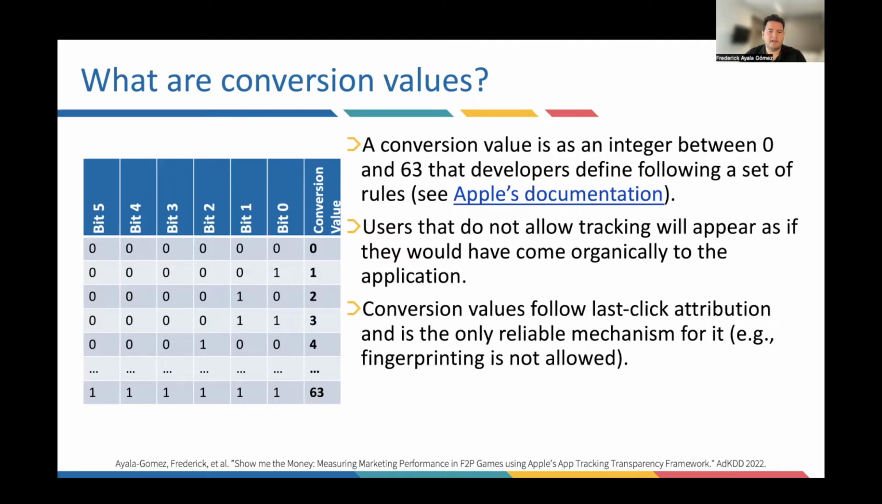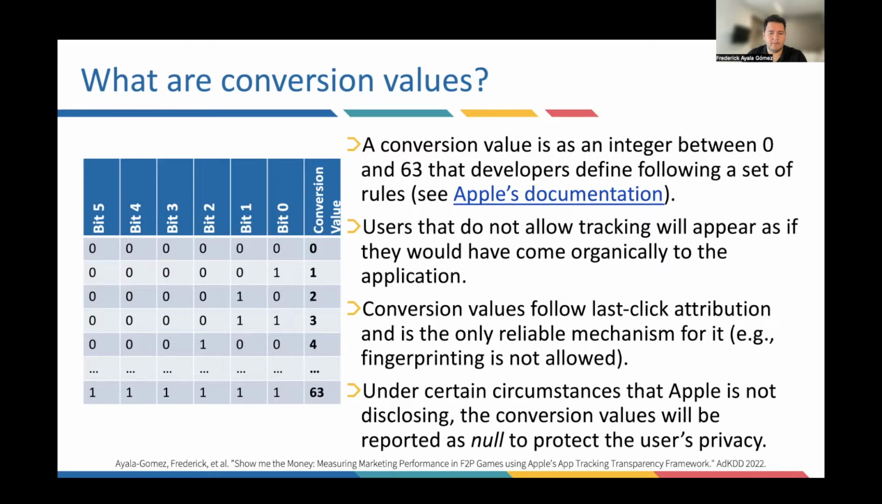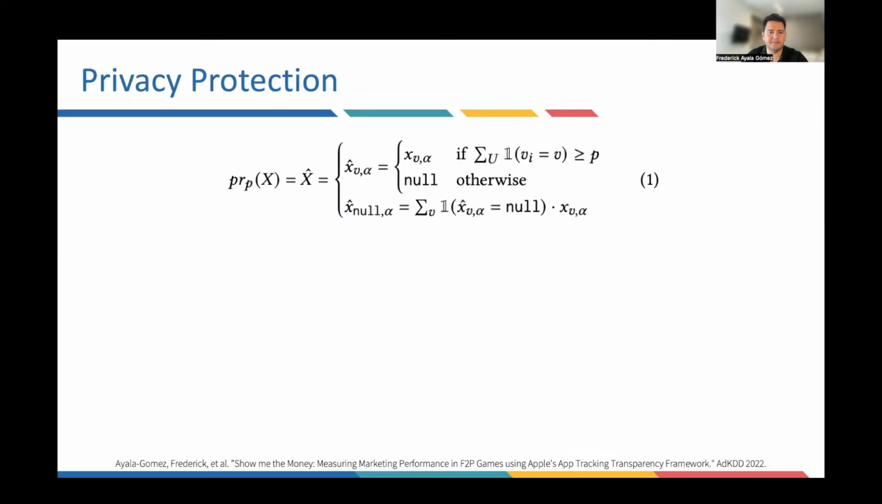Conversion values follow last click attribution, and it is the only reliable mechanism for doing it. For example, fingerprinting is not allowed. One important thing is that under certain circumstances that Apple is not disclosing, the conversion values will be reported as null to protect the user privacy.